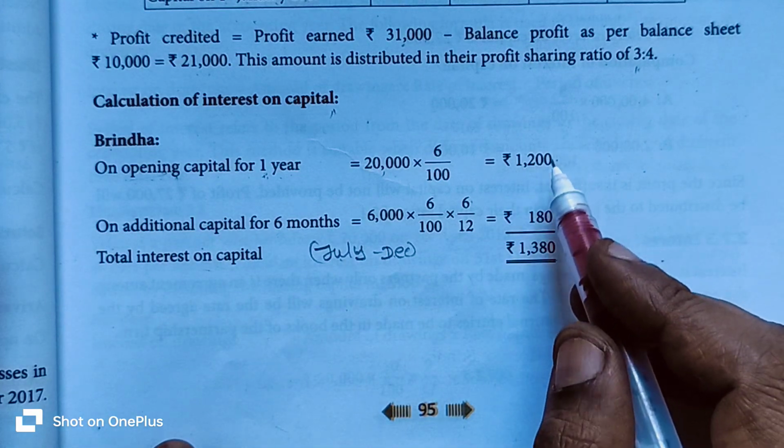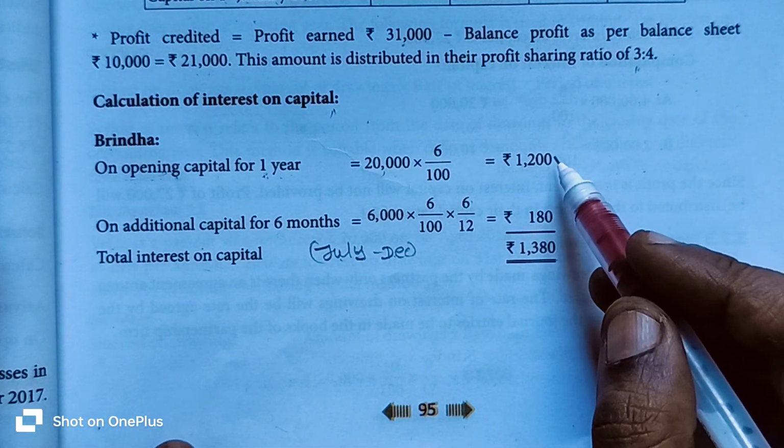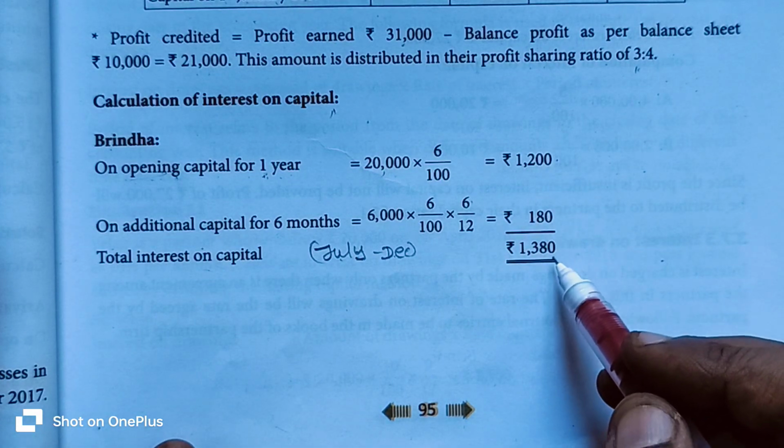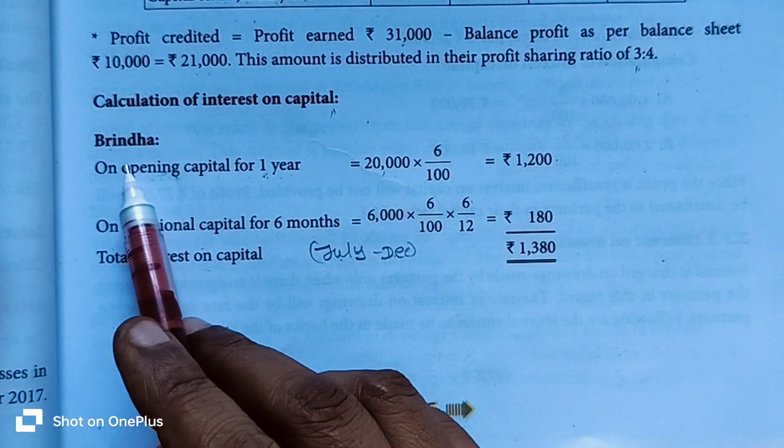After adding that, we are going to find the total interest on capital. So for that you add 1,200 plus 180, and you will get 1,380 rupees interest on capital for Brinda.